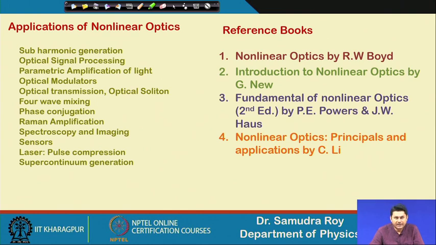Apart from that book, there are Introduction to Nonlinear Optics by Geoffrey New, and Fundamentals of Nonlinear Optics by P. Powers and J. W. Haus. This is a very important book, book number 3. Normally, I prefer this book because the second edition is very nicely written and elaborately presents different nonlinear effects. So, I really suggest book number 3 for the students, but you can also look at Introduction to Nonlinear Optics by New, and you must look at Nonlinear Optics by R. W. Boyd.